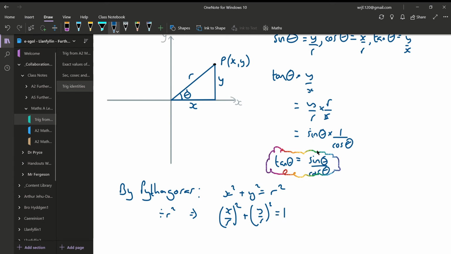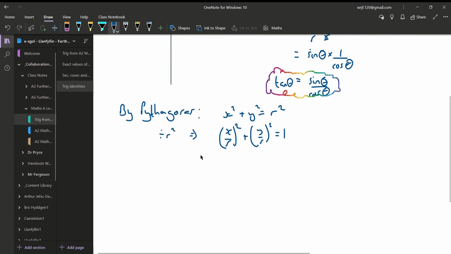And x over r is just cos theta and y over r is just sine theta. So this is equivalent to us saying cos squared theta plus sine squared theta equals 1, or often quoted the other way around, sine squared theta plus cos squared theta equals 1, but it doesn't matter which way around we have those, of course.